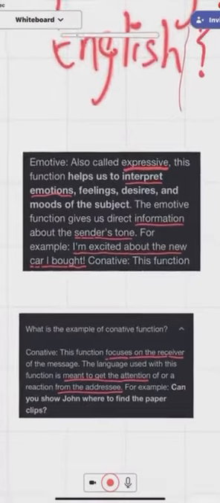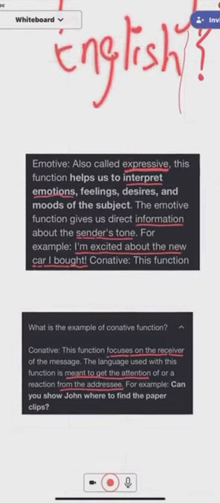The emotive function of language, also known as the expressive function, helps us to interpret emotions, feelings, desires, and moods of the subject. The emotive function gives direct information about the sender's tone. For example, I'm excited about the new car I bought.